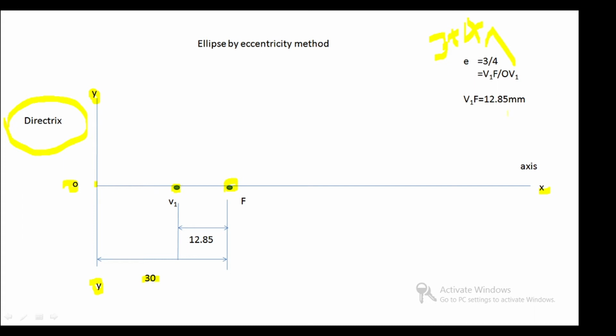Here V1F is 12.85. How does it come? I will explain now. The total distance is 30 mm, so 30 divided by 7 into 3. We got 12.85. So V1F is 12.85.